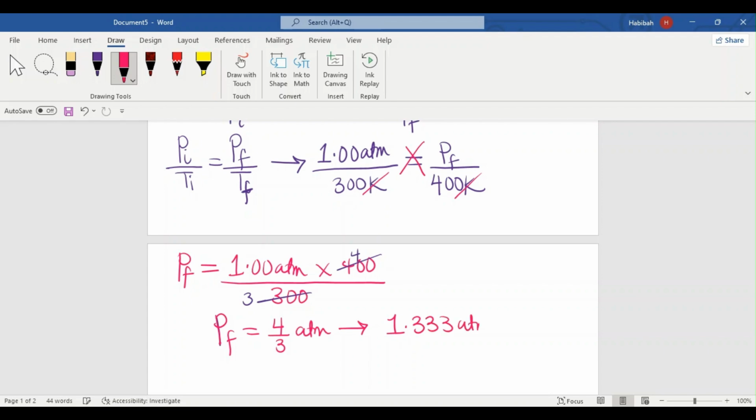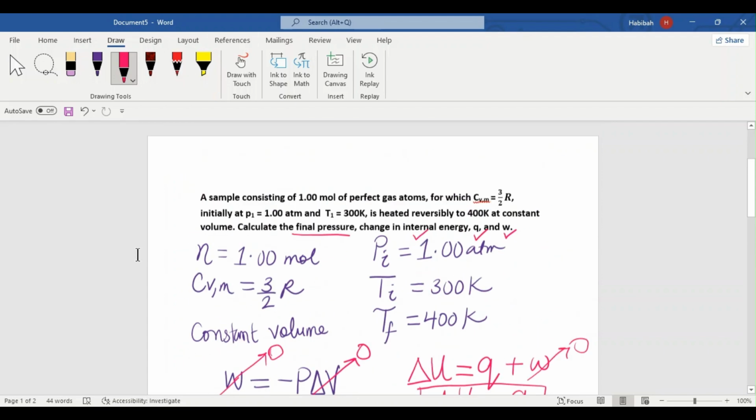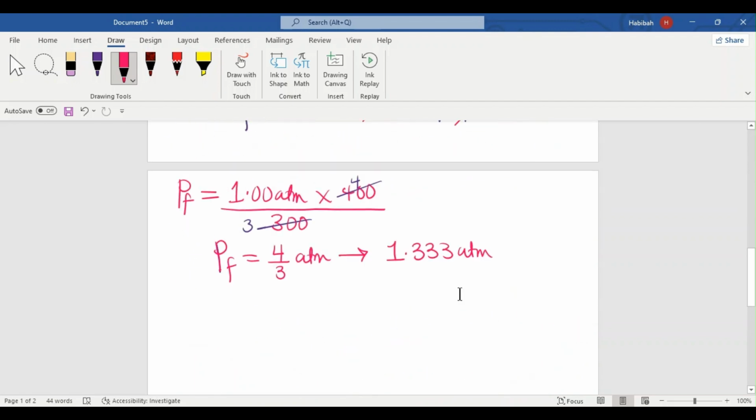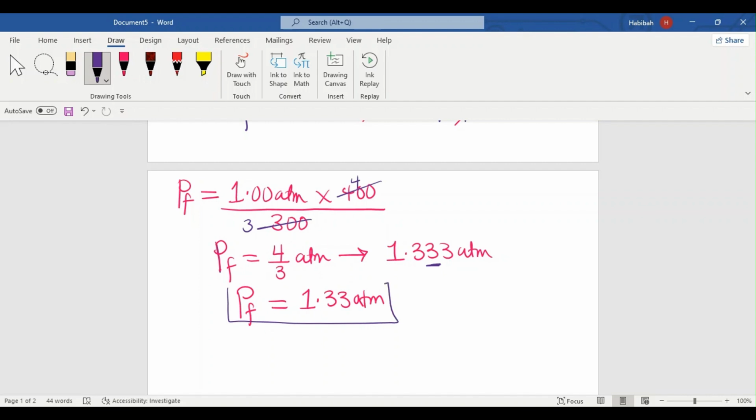1.333 atmospheres. But then let's go back to the question in order for us to see how many sig figs. 1.00 atmospheres is 3 sig figs. 300 and 400 Kelvins are also 3 sig figs. So we're just going to put this answer in terms of 3 sig figs. So P final is actually going to be 1.33 atmospheres, and that is basically the answer to this question.